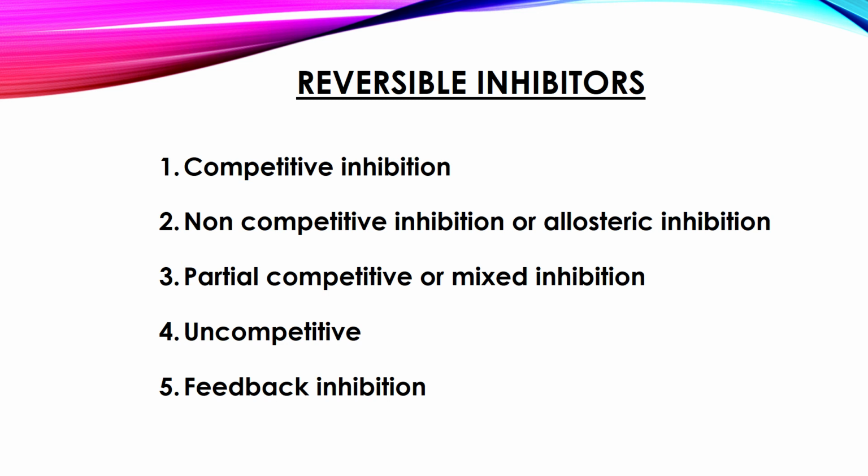Reversible inhibition occurs in 5 different kinds. 1. Competitive inhibition. 2. Non-competitive inhibition, or allosteric inhibition. 3. Partial competitive or mixed inhibition. 4. Uncompetitive inhibition. 5. Feedback inhibition.